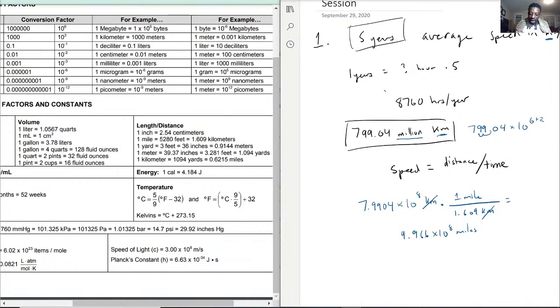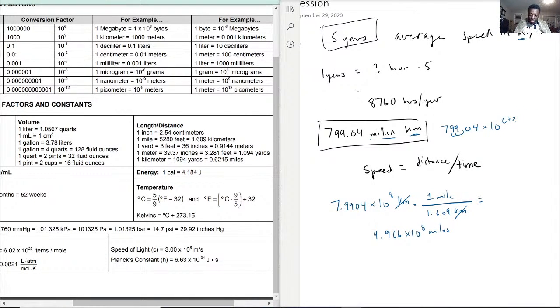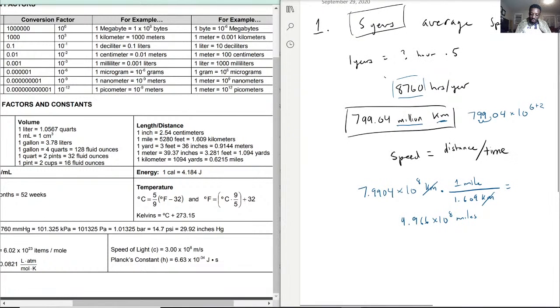Okay, and now we want to get that time. It says miles per hour. So like they discussed earlier, we have 8,760 hours per year. So now you want numerator and denominator the same way. So 5 years, okay, times 8,760 hours in 1 year. Okay, so what does that give us? 5 times 8,760. This is the amount of total hours we have, 43,800.